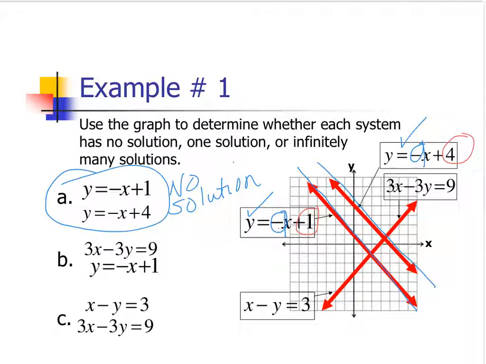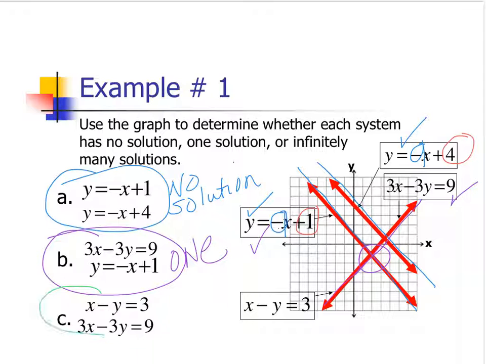Alright, now let's look at B. So here's our B, and we have this equation here, 3x minus 3y equals 9. It is the line that goes down through here, and we have once again y equals negative x plus 1. If we look, these 2 lines cross at exactly 1 point. You see them crossing right here, so that point where they cross is our solution, so there is one solution.